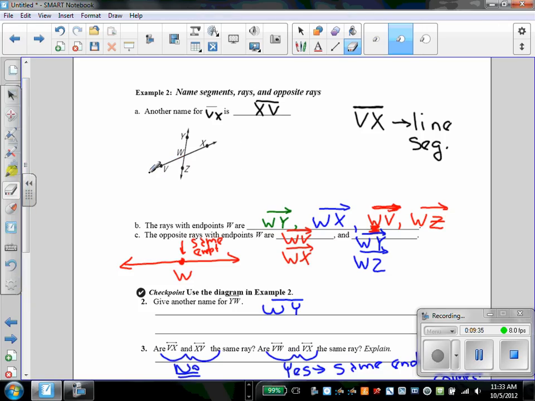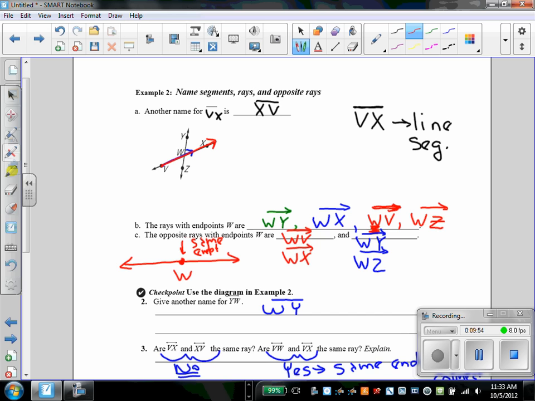If you start at V, here, and go through W with a ray, it's going to be that right there. Now I'm going to change to red. If I start at V and go through X, it's going to be a ray like that. Now that arrow on both of those rays implies that it goes on forever in that direction. So are they the same?